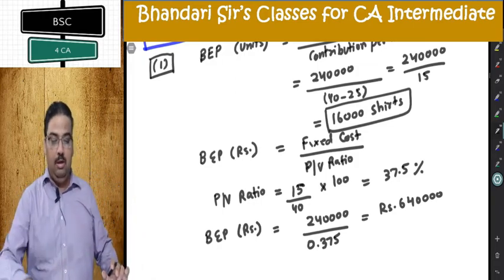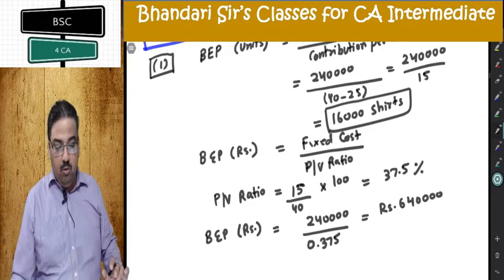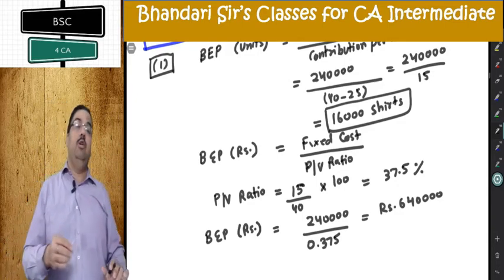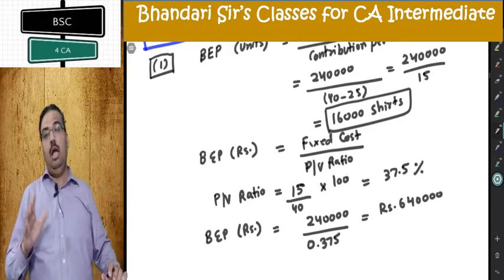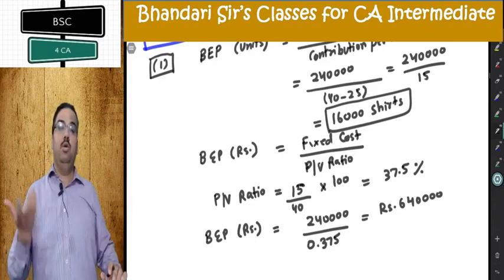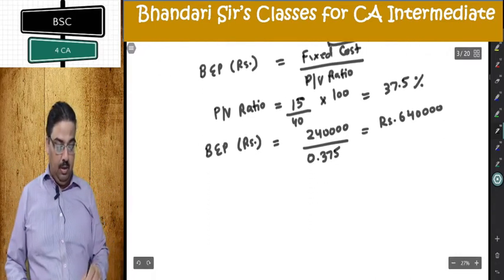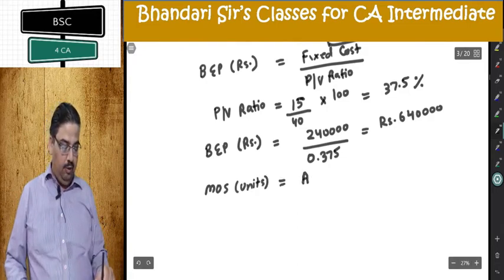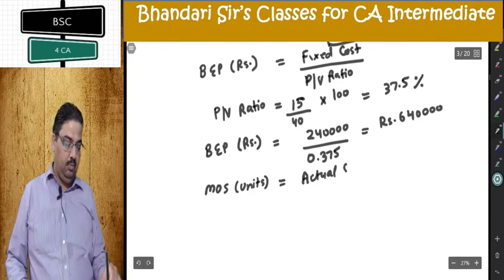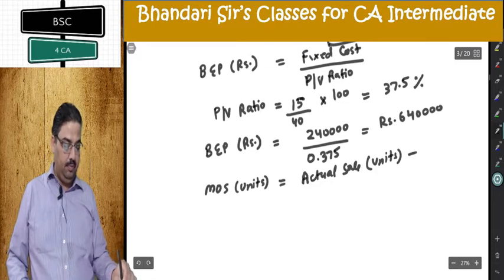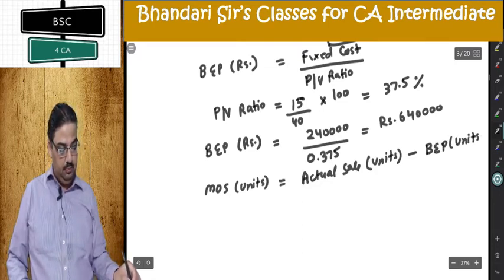There are more requirements in the first part. It wants margin of safety in sales revenue and number of shirts sold: MOS in units, MOS in rupees. Simple formulas to be applied. First formula I'll use: actual sale units minus break-even point in units.